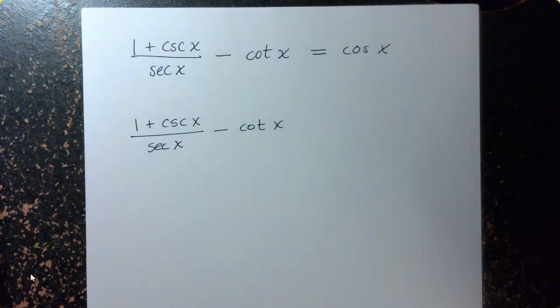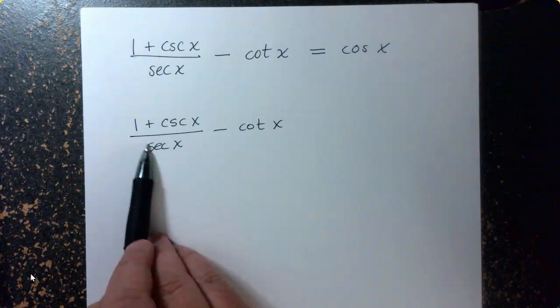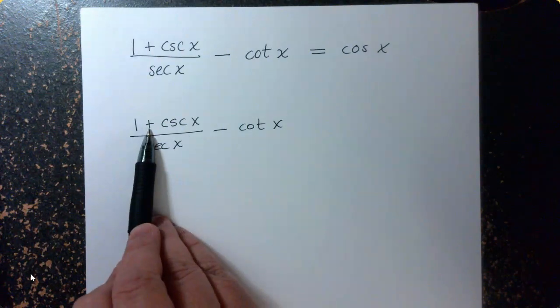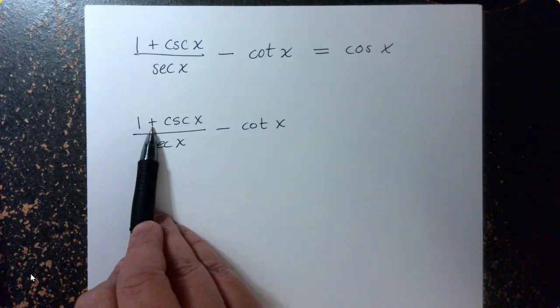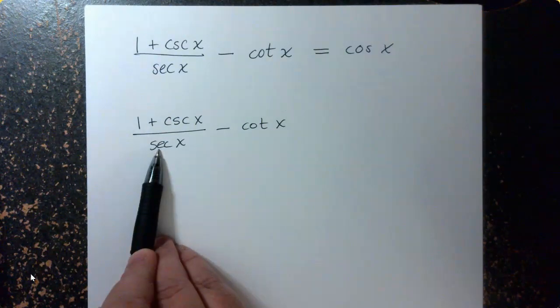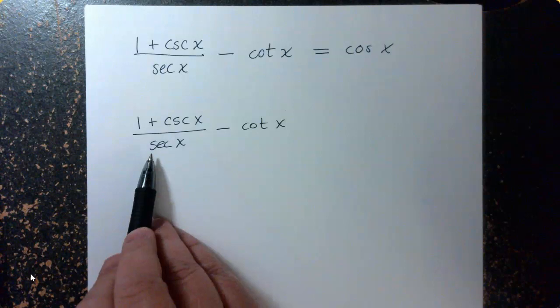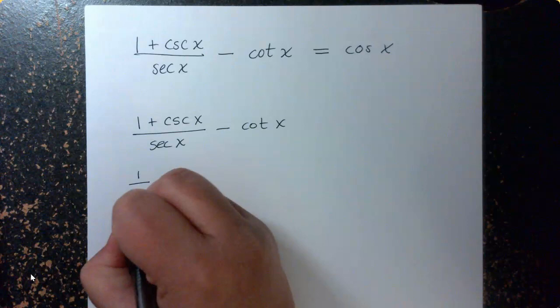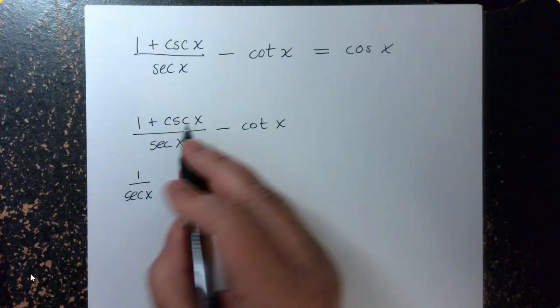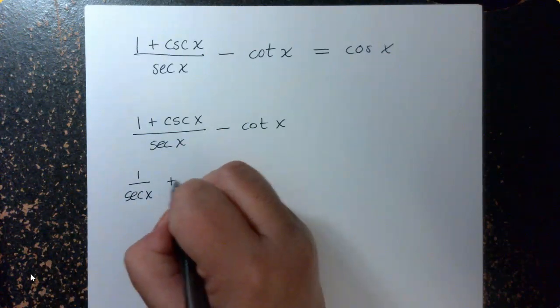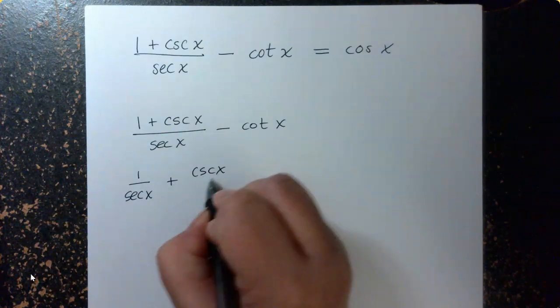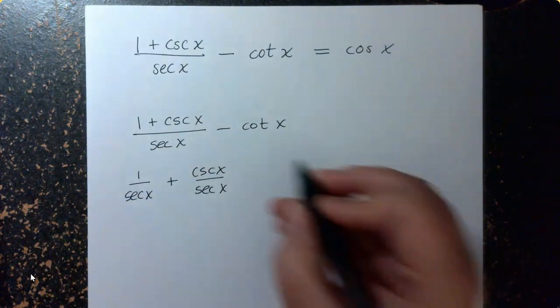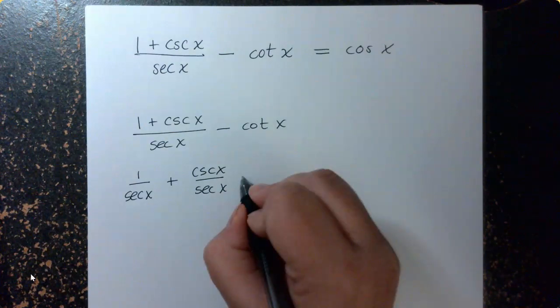All right, so there are a lot of different ways we could go here. I think when I see a fraction like this that has a binomial or a trinomial, more than one term on the top and only one term on the bottom, why not split that up? This is why when we add and subtract fractions we get a common denominator. Splitting it is the same as 1 over secant plus cosecant over secant. And then the minus cotangent is still here.